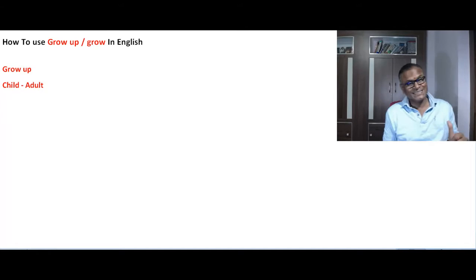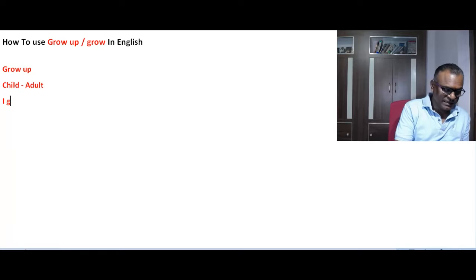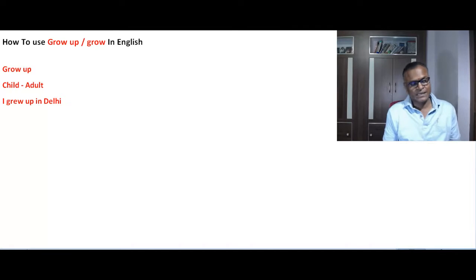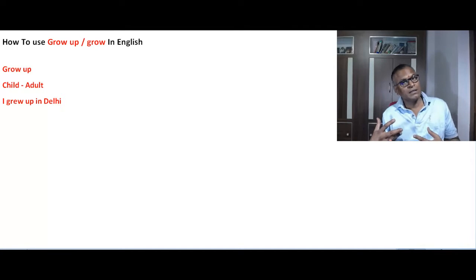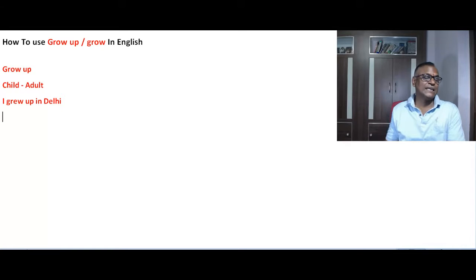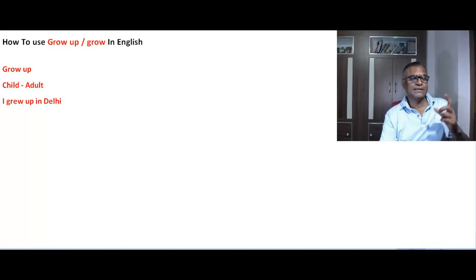Now we can say I grew up in Delhi, means I became a man. I was born there and I became an adult there, means I grew up in Delhi. So we never use any object here. So subject and verb, grew up.